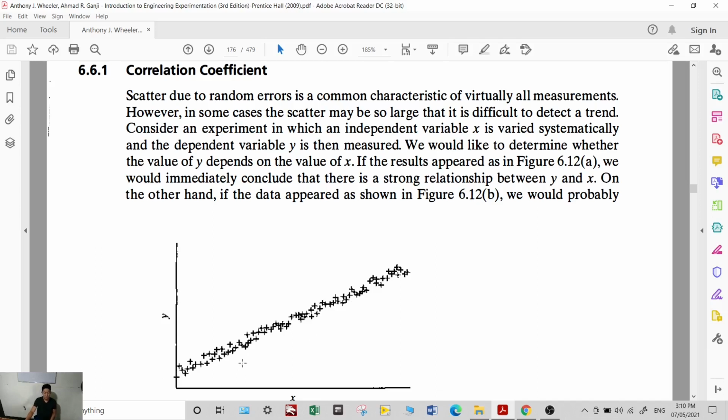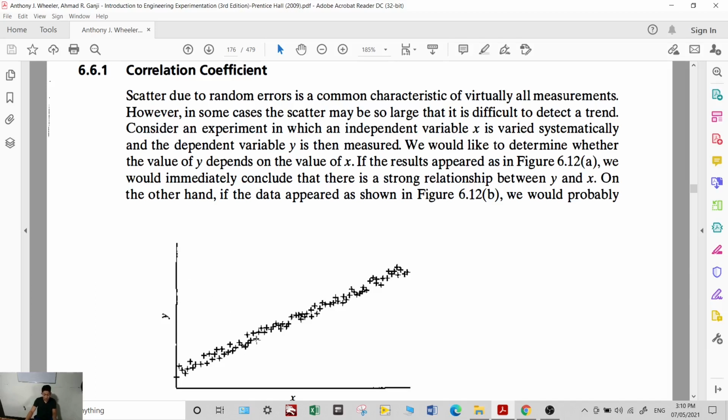Say for example in this graph, it is normal that the data will have variation or scatter. It is brought about by random errors in almost all instruments. Almost all instruments have errors, so we cannot expect to get a single value every time we get data. So how do we establish whether there is a relationship between the dependent variable and the independent variable?